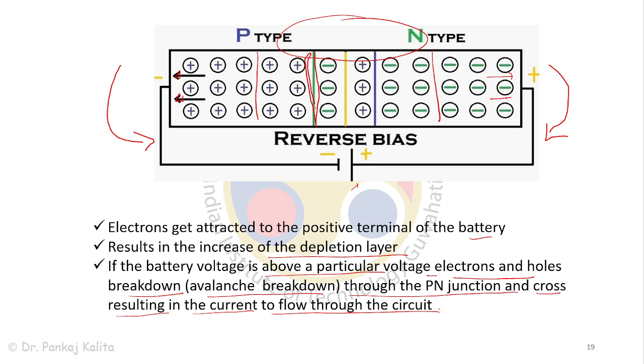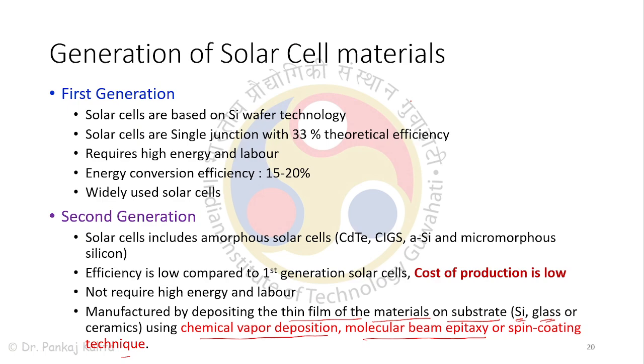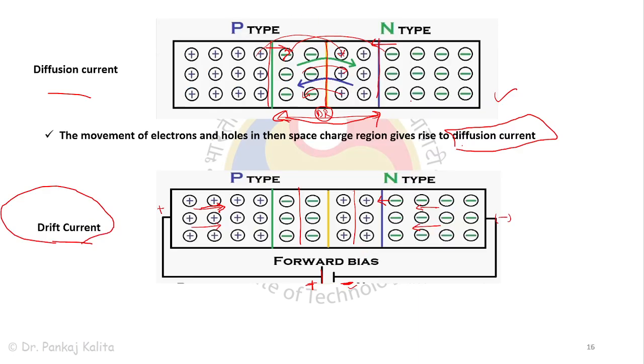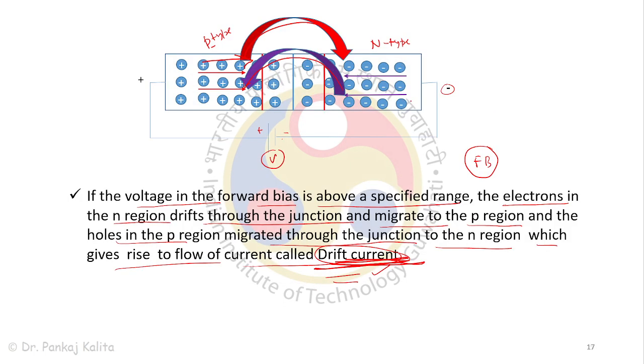Now this will increase the depletion layer. And after a certain particular voltage, avalanche breakdown will occur through the PN junction, resulting in a current to flow through the circuit. I hope you understand what happens in reverse bias and forward bias, and what is diffusion and what is drift current.